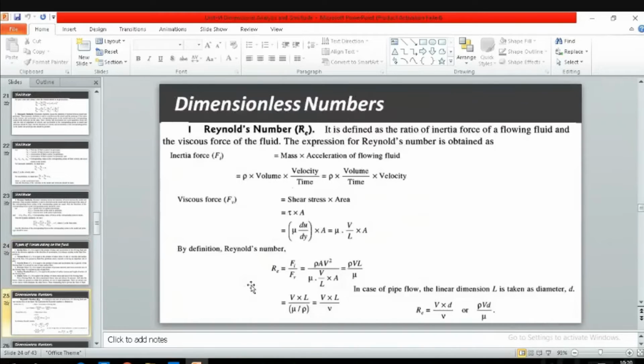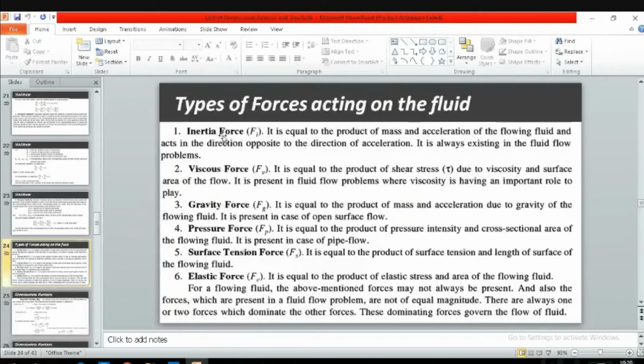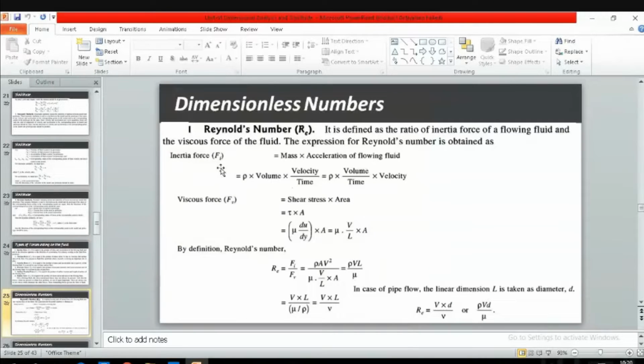The first dimensionless number is Reynolds number. It is the ratio of inertia force to viscous force. In the numerator, there is always inertia force, and in the denominator, the forces are changing. Reynolds number is denoted by Re. So Re equals rho VL by mu, or rho V D by mu, where D is the diameter of pipe, or VD by nu. This derivation we had seen.